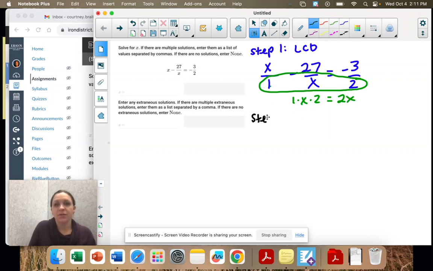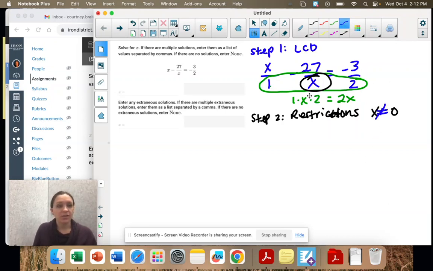Okay, step 2 is find out what x can't equal. We want to find our restrictions. Oops, I spelled that wrong. Restrictions. So look at your denominator where there's a variable. We just have one, x. So x equals 0, but actually x cannot equal 0. So that's our restriction, because if x equals 0, we get no solution. That's why we have asymptotes when we graph this stuff. That's from Unit 1.